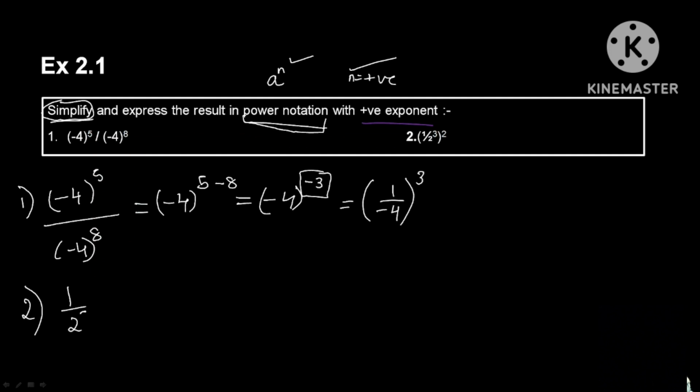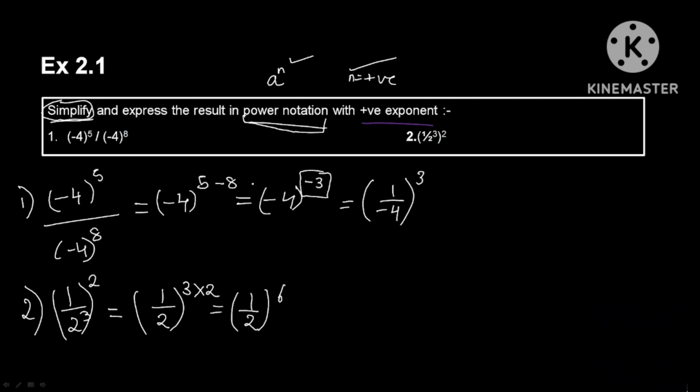1 by 2 raised to the power of 3 whole raised to the power of 2. As I said before, when there is a power raised to an exponent, we have to multiply those powers. This is equal to 1 by 2 whole raised to the power of 3 into 2, which is equal to 1 by 2 raised to the power of 6. Now we got the result in power notation, where it is a positive exponent. 6 is a positive exponent.